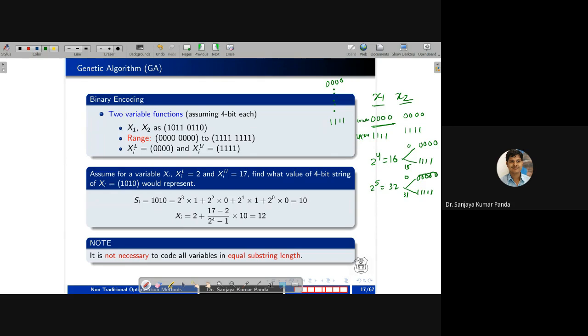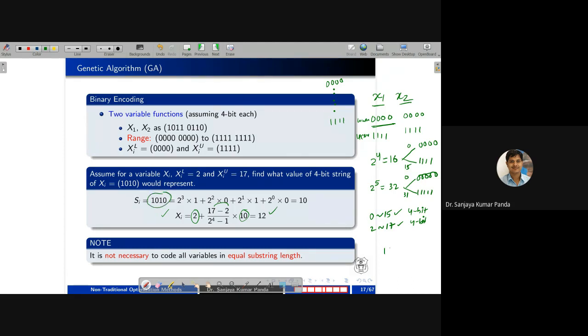So if it is not in that limit, you can use this particular formula to convert the scale from one range to another range. So writing 0 to 15 is the same as writing 2 to 17. Both are the same. Here also you use a 4-bit string to represent the item, right? So you can take the lower limit, plus upper limit minus lower limit divided by 2 to the power 4 minus 1, multiplied by the decimal value.